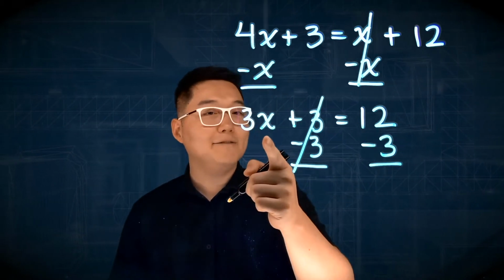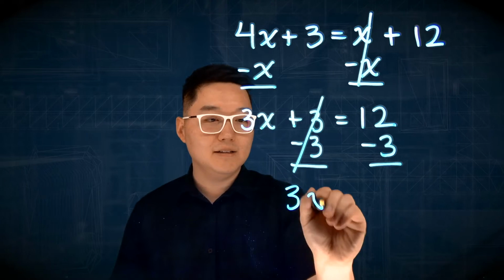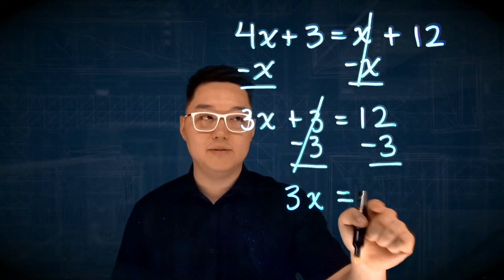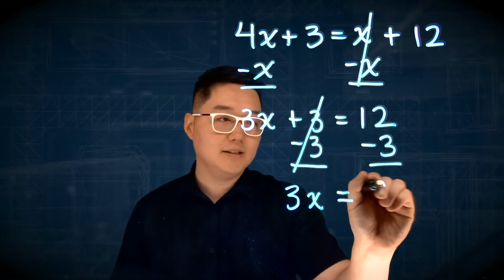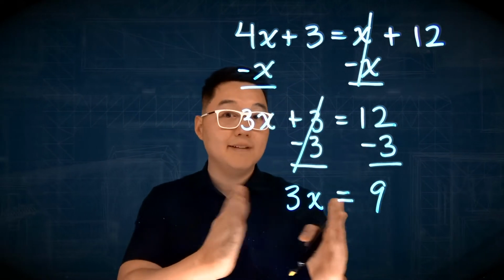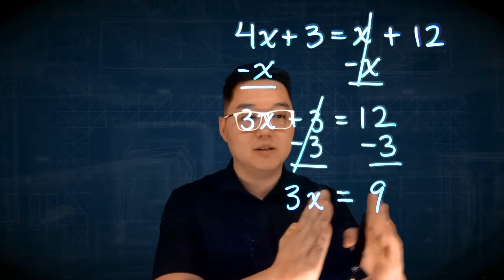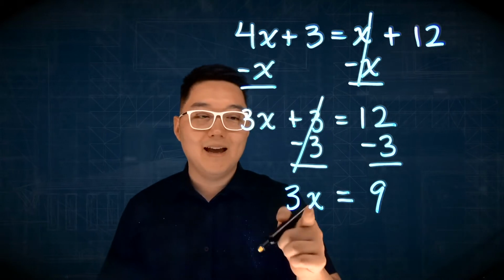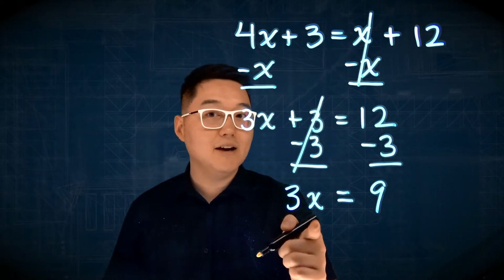So what do I have? I have 3x. Don't forget the equal sign. It has to equal 12 minus 3. 12 minus 3 is just 9. Now notice I have all the x terms on the left side and all the constant terms on the right side of the equation. So we're almost done, but x is still not by itself.